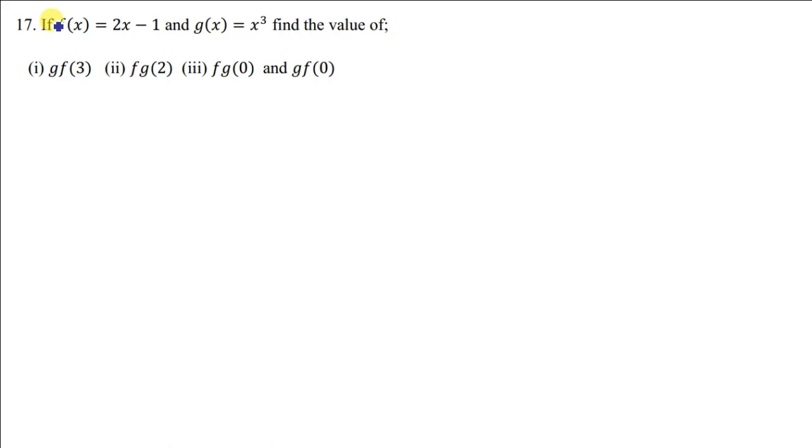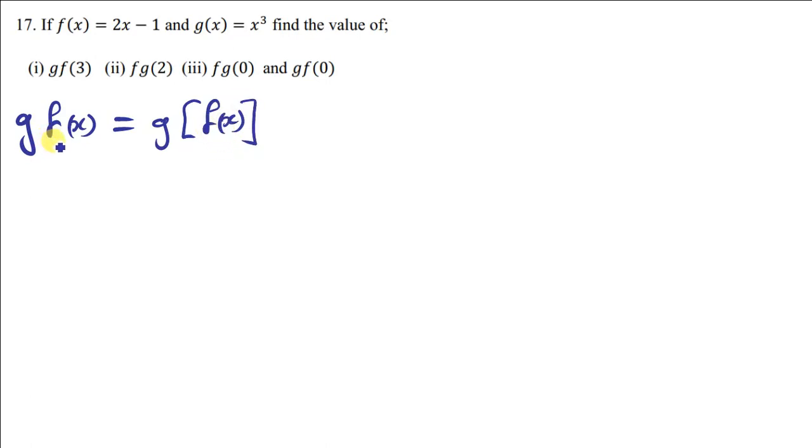So the question says: if f of x is equal to 2x minus 1 and g of x is equal to x cubed, find the value of g of f of 3. When they say g of f of 3, the first thing you need to find is g of f of x. This means that in g, where there's x, you're going to put f of x. This is what you are going to do.